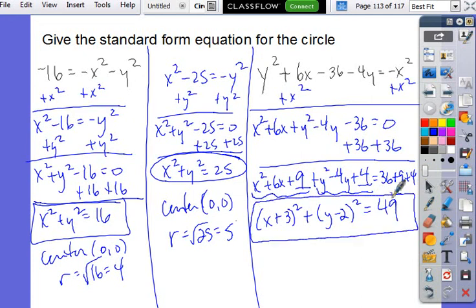What is the center? Negative 3, 2. Radius? 7. Again, now, this 3 comes from the 9 and the 6. It's positive because that 6 is positive. This negative 2 comes from the negative 4 when you divide by 2, but it's going to be negative because it's got to match that. Now, let's look at this one.